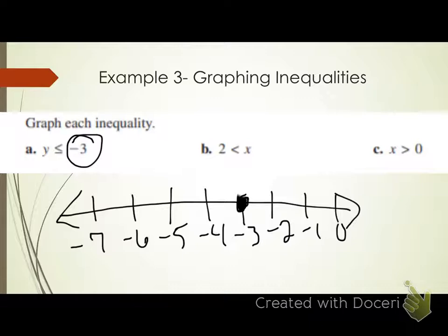Now I have to figure out which way I'm shading. Remember, y is less than or equal to negative 3 is representing all the numbers that are less than negative 3 and equal to negative 3. My black dot is representing the equal to part. All the numbers that are less than negative 3 are all the numbers to the left of negative 3. So I have to shade my graph to the left and put an arrow on it. That represents all my numbers that are less than negative 3. Let's look at letter B.